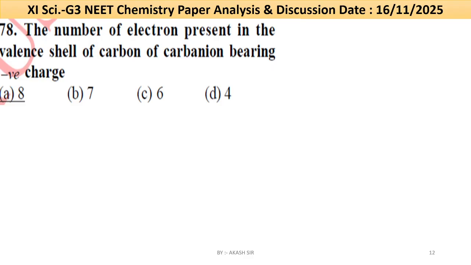Now question number 78. The number of electrons present in the valence shell of a carbanion bearing negative charge. The question is very simple. Your answer will be 8. How? In a carbanion with a negative charge on carbon, the carbon atom has gained an extra electron to achieve the stable electron configuration. Carbon's valence shell normally has 4 electrons in its ground state, with the extra electron for the negative charge, and it typically forms bonds with other atoms using its 4 valence electrons. So it becomes 8. Now having the negative charge, the electrons must be 8.